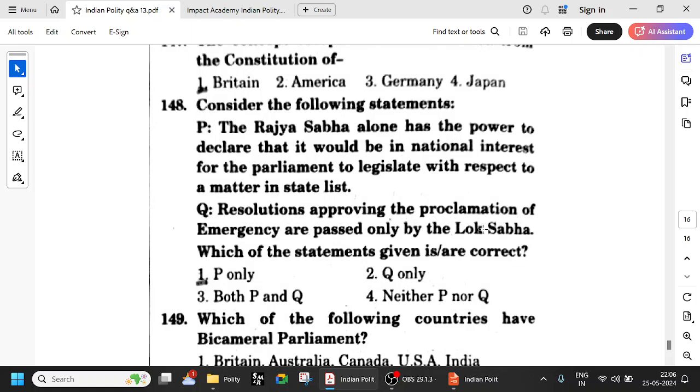Resolutions approving the proclamation of emergency are passed only by the Lok Sabha. So resolutions approving the proclamation of emergency are passed by both Lok Sabha and the Rajya Sabha. Okay, the emergency can be removed only by the Lok Sabha. So which of the following are correct? Only P is correct.